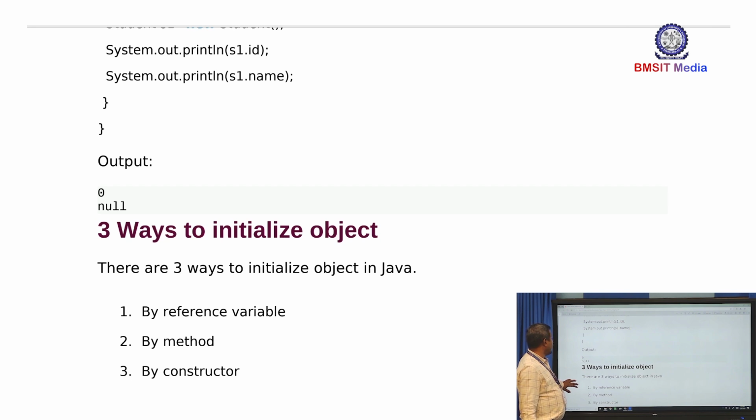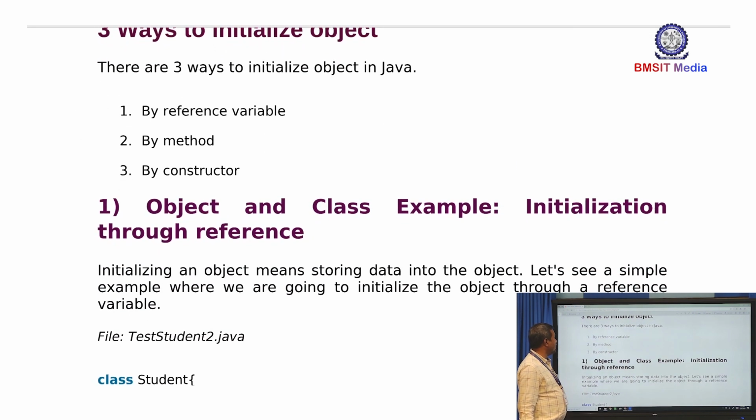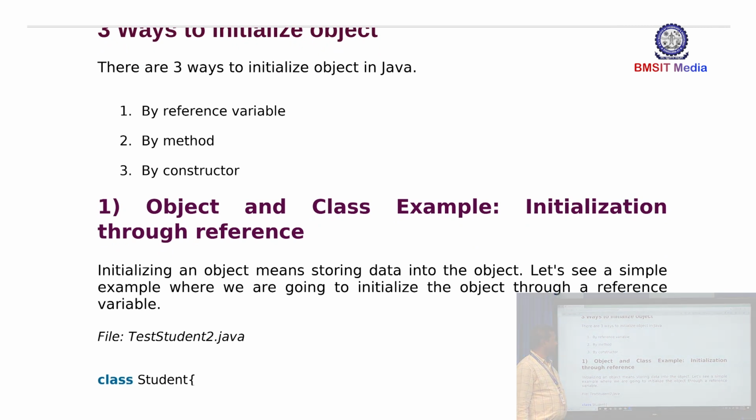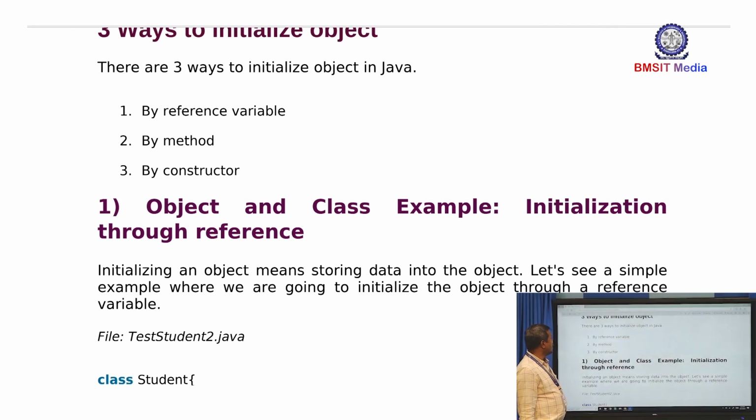Next one, the three ways to initialize the object. What are the three different ways of initializing the object? As we saw in the previous example, no values were initialized, so it printed some default values, that is 0 and null. So let me initialize my object.